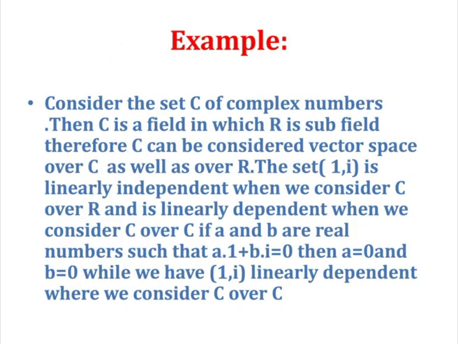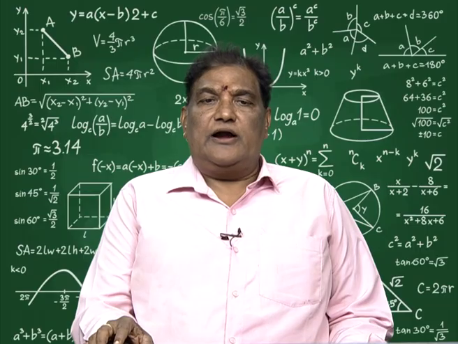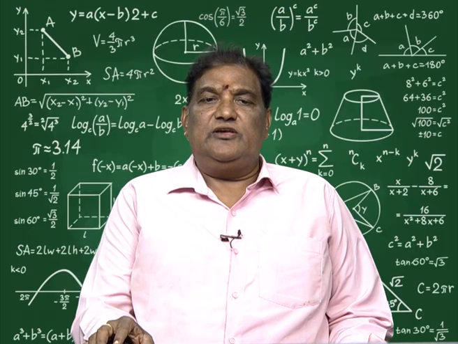Next example. Consider the set C of complex numbers. Then C is a field in which R is a subfield. Therefore, C can be considered a vector space over C as well as over R. Then the set 1, i. What is 1, i? This is a complex number. What is a complex number? Both real and imaginary numbers together are called a complex number, for example a plus i b, where a, b are real numbers and i is the imaginary number. The set 1, i is linearly independent when we consider C over R and is linearly dependent when we consider C over C.